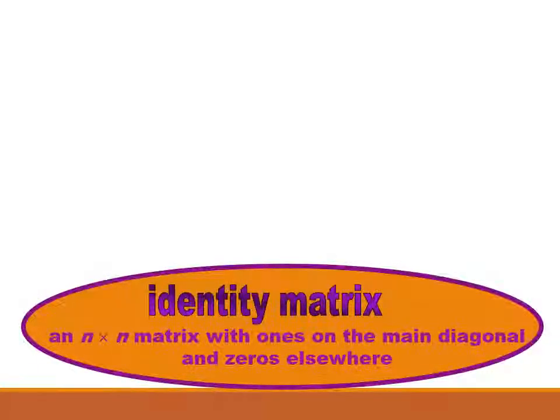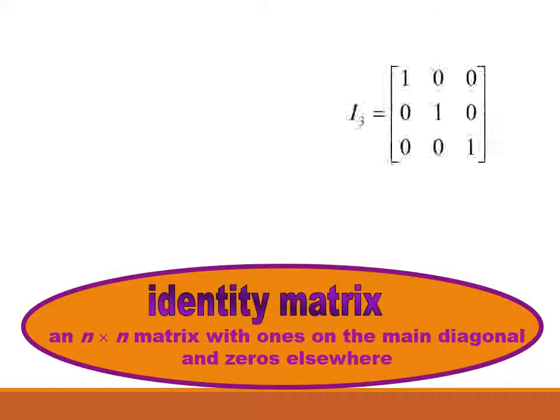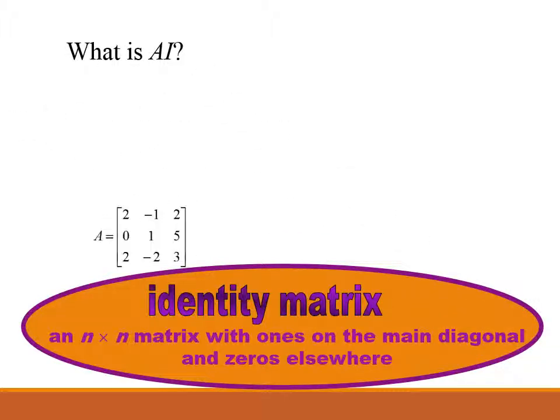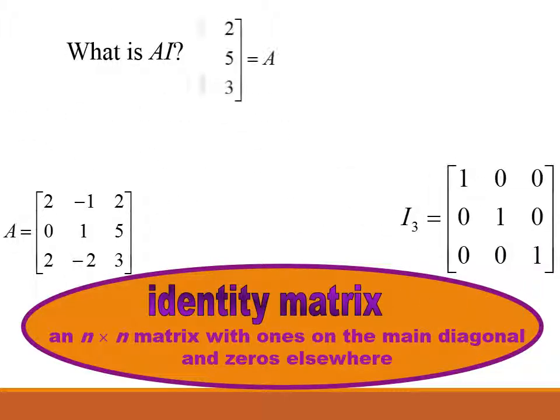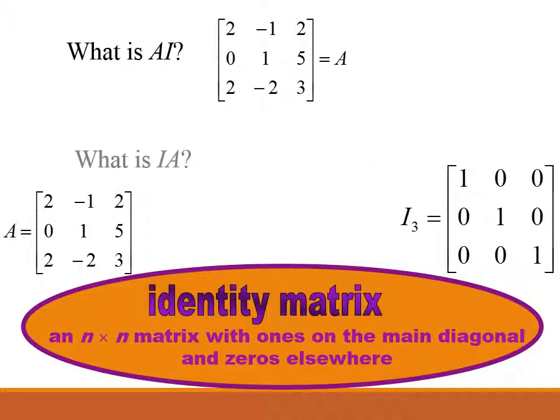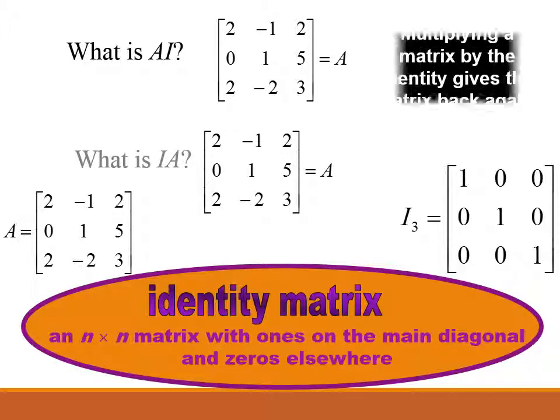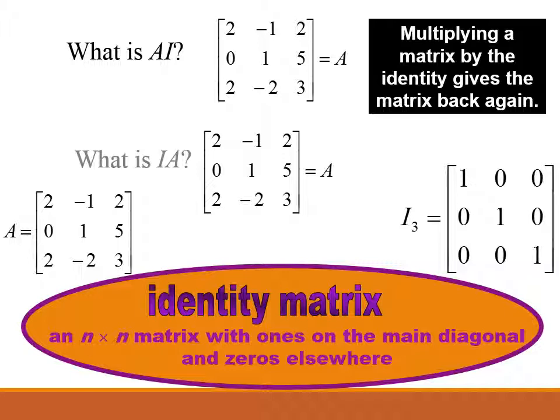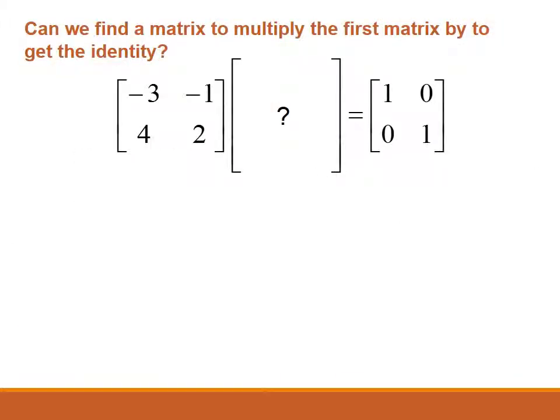Identity matrix. An n×n matrix with 1 on the main diagonal and zeros elsewhere. What is AI? What is IA? Multiplying a matrix by the identity gives the matrix back. Can we find the matrix to multiply the first matrix by to get the identity?